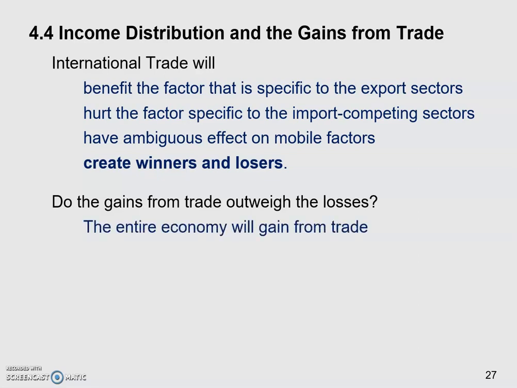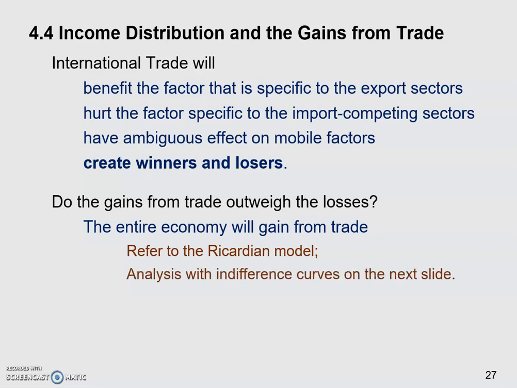Now here we got to recall what we already learned from the Ricardo model. Back in chapter 3, the Ricardo model says the entire economy should gain from trade, regardless of the distributional effect. So overall, the country should be better off. But that doesn't mean everybody would be better off. Now here we're going to show the gains from trade with the indifference curves on the next slide. I'm going to talk about that in a minute or so.